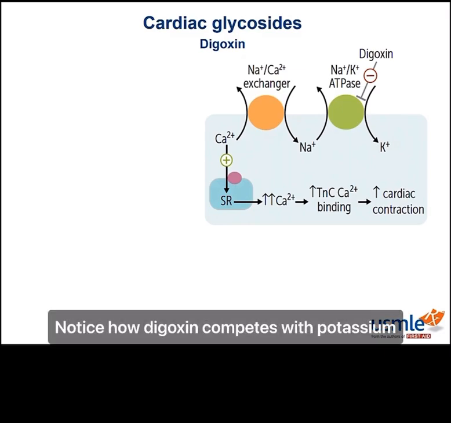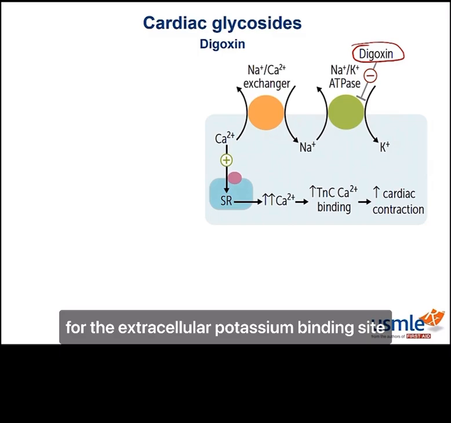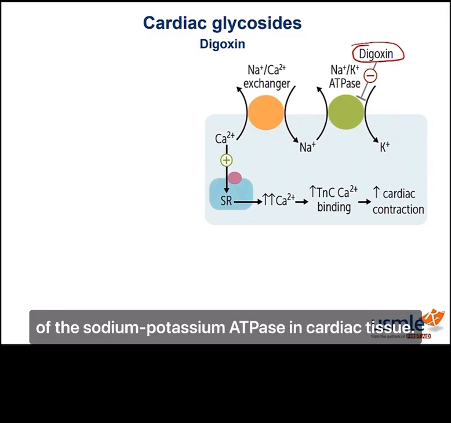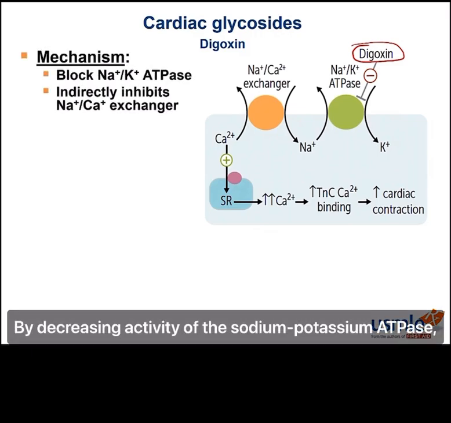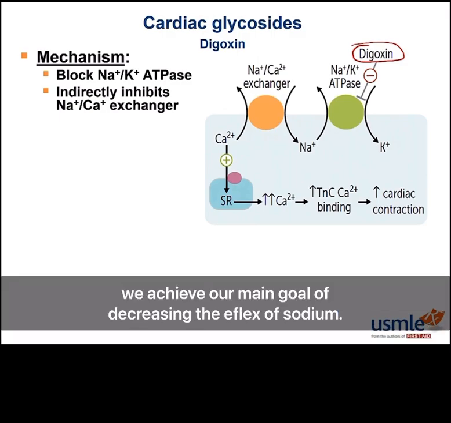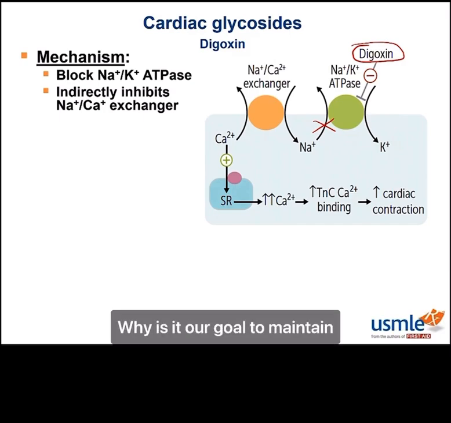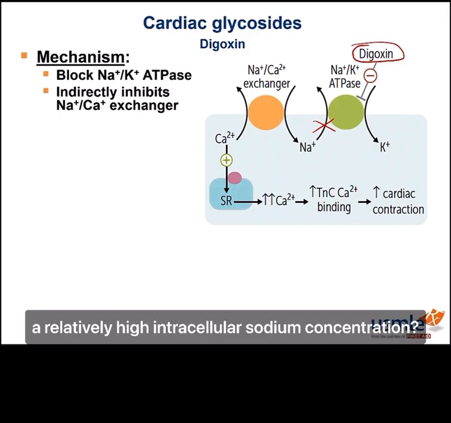Notice how digoxin competes with potassium for the extracellular potassium binding site of the sodium-potassium ATPase in cardiac tissue. By decreasing activity of the sodium-potassium ATPase, we achieve our main goal of decreasing the efflux of sodium. Why is it our goal to maintain a relatively high intracellular sodium concentration?